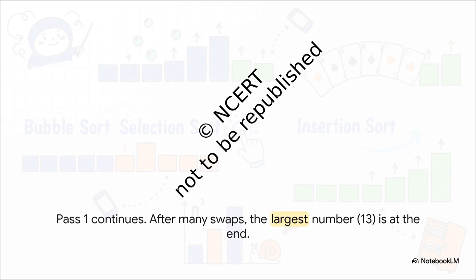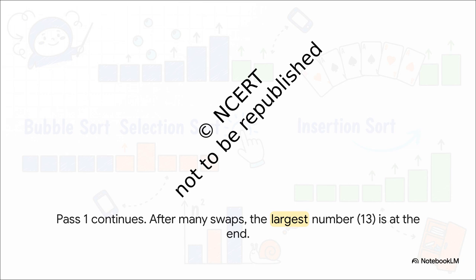Now we compare the new 8 with 13. Is 8 bigger than 13? Nope. So we don't do anything, we just move on. The computer keeps doing this all the way to the end, and look what happens. After that first full pass, the biggest number 13 is perfectly sitting at the end where it belongs.